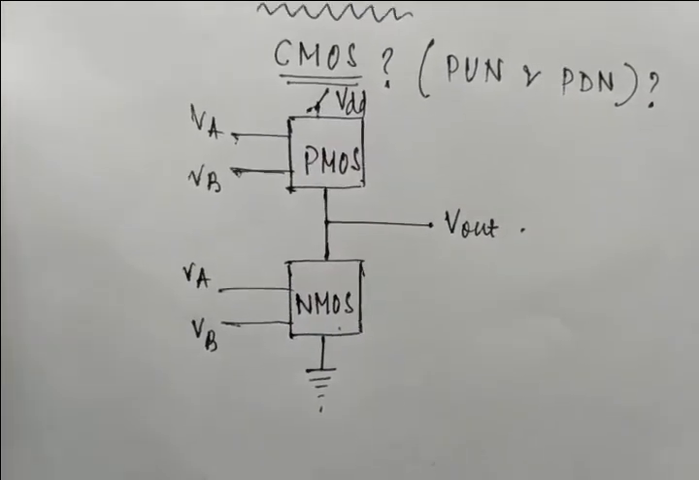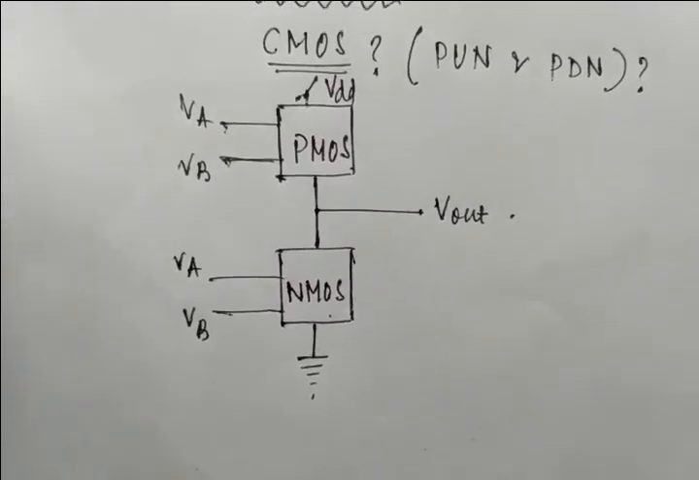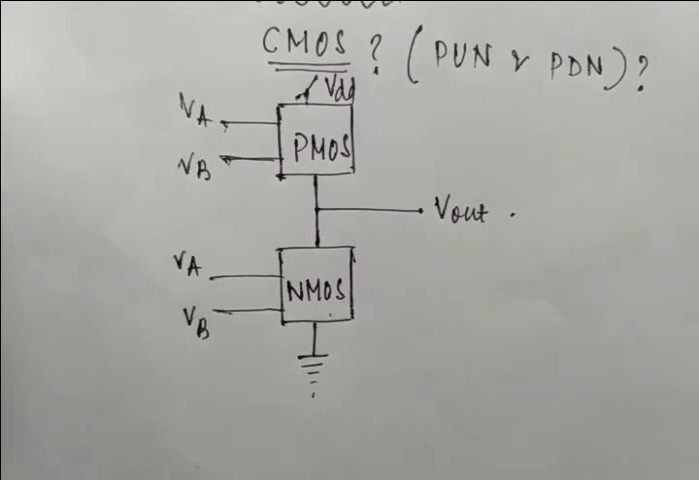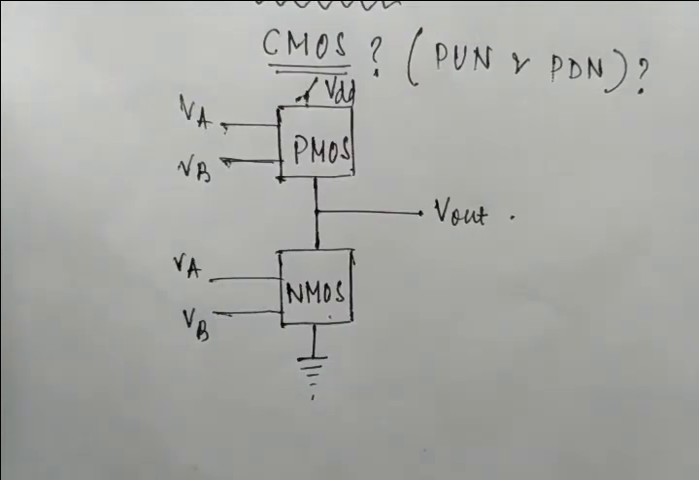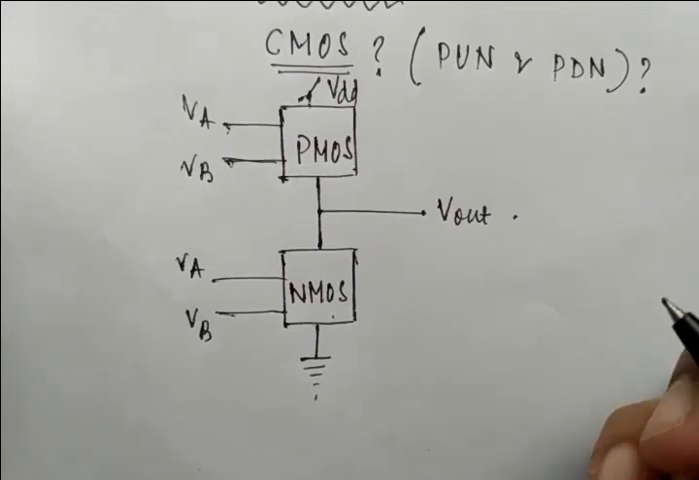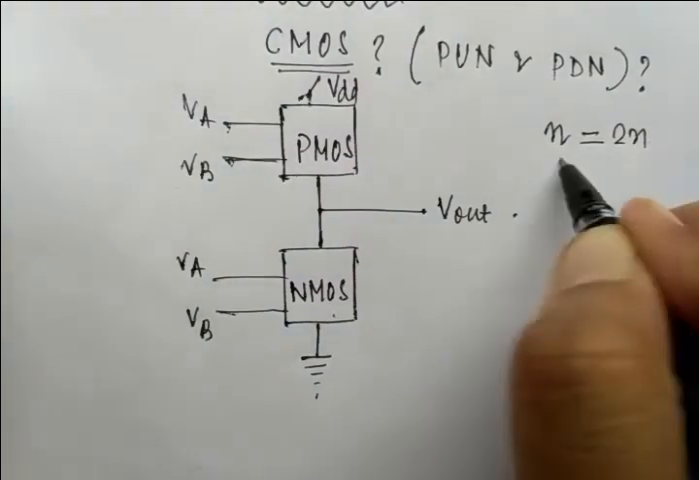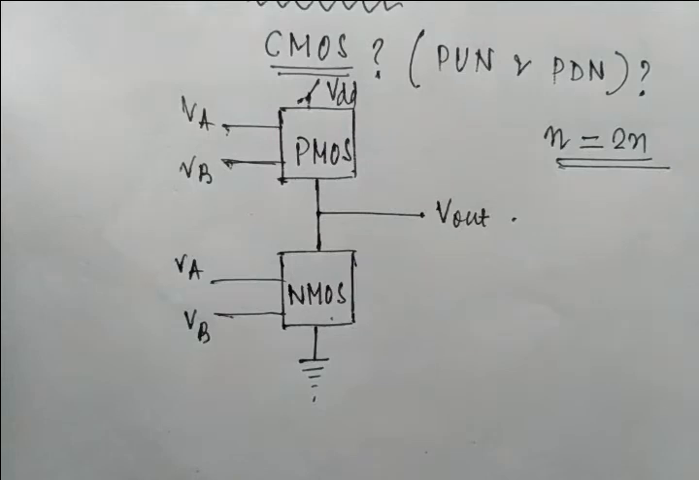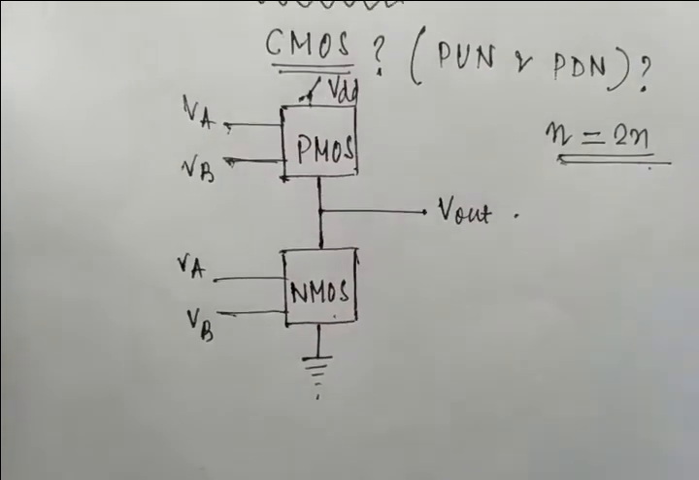Now why am I using this block? Why not the symbolic representation? Because in this structure, suppose I am using how many inputs? Yes, it is 2 inputs, right? But for 2 inputs, how many NMOS and how many PMOS will be connected? Do you know the formula? For n number of inputs, we will require 2n number of MOS. Okay, so for 2 inputs we require 4 MOS, for 3 inputs we require 6 MOS, and so on.